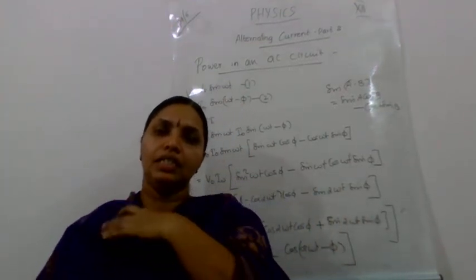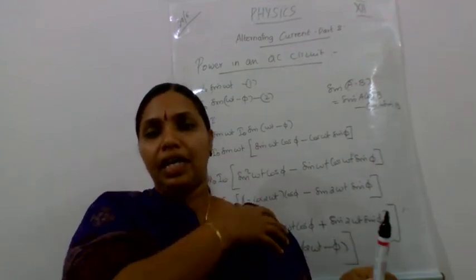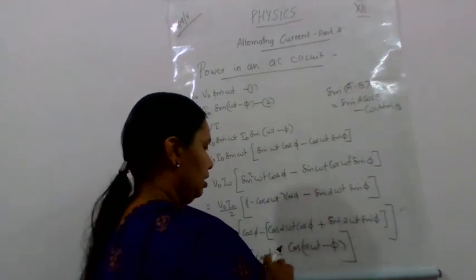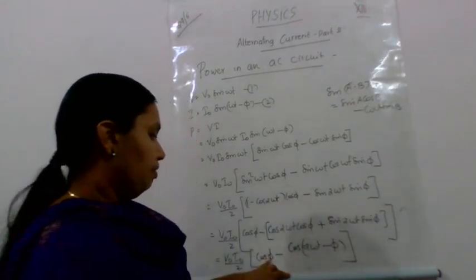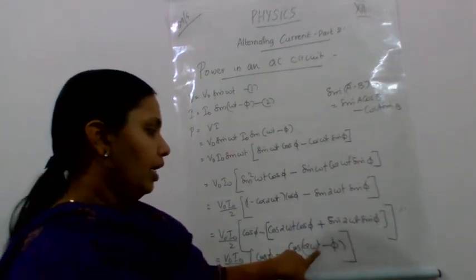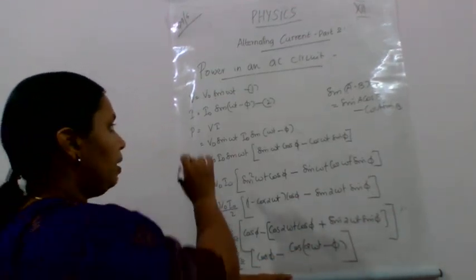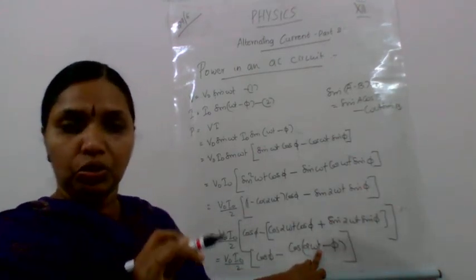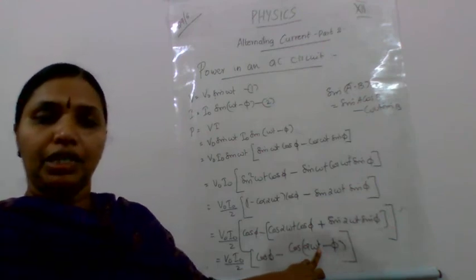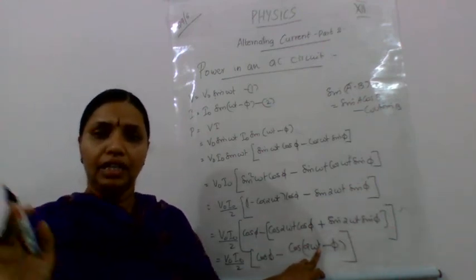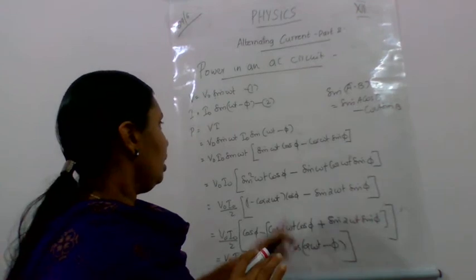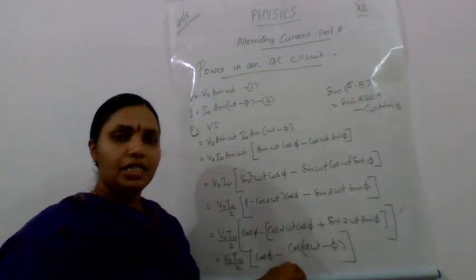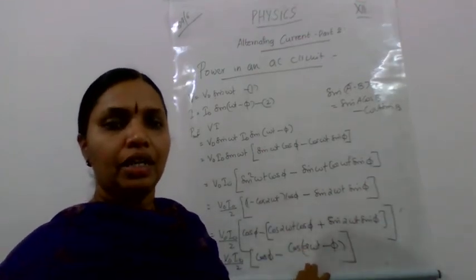So this is the instantaneous power in an AC circuit. At any time t, look at the equation, this is the phase difference, the phase angle. As t changes, the power also changes. So we can find out the power at 1 second, at 2 seconds, at 10 seconds, at 50 seconds. Anything we can find out using this equation. This is the instantaneous power.